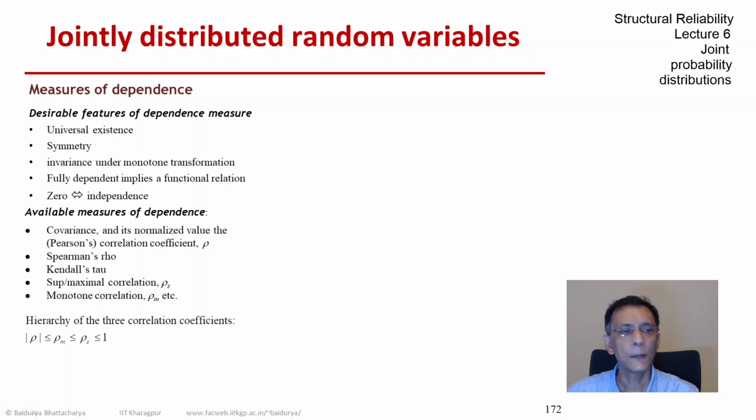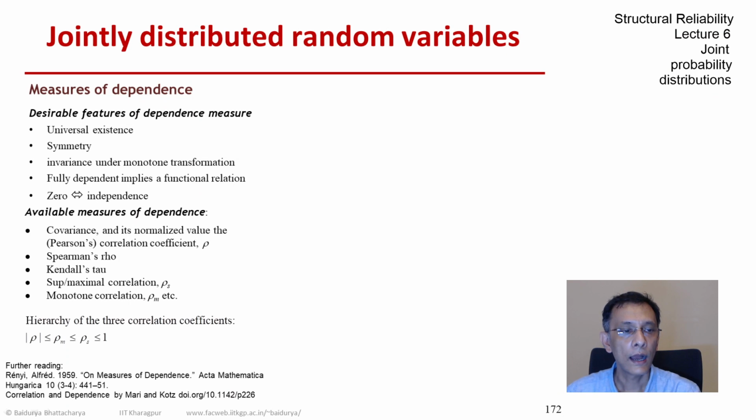Now, the one correlation measure that is universally popular, and which is what we are going to use in this course also, is Pearson's correlation coefficient, and we are going to discuss some of its pros and cons next. But if you would like to know more, I have listed a couple of resources for further reading.